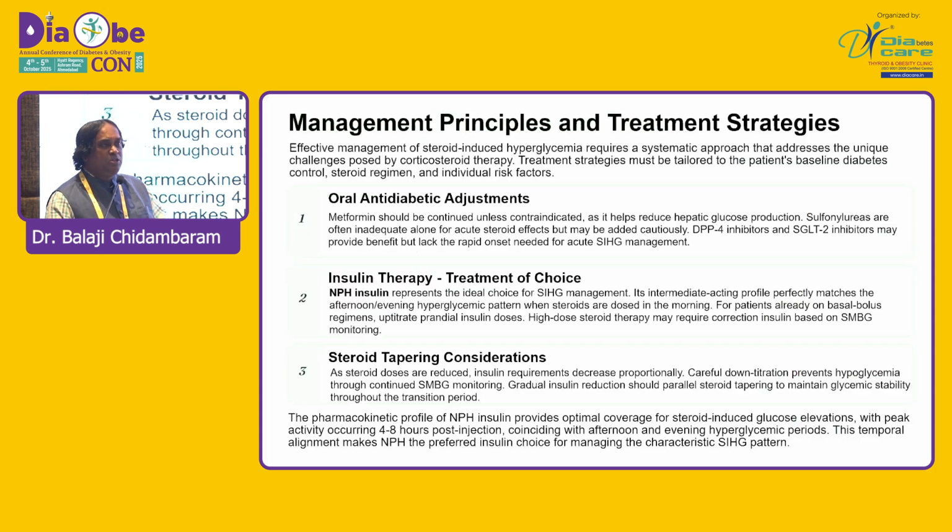What about the management principles for steroid-induced hyperglycemia? First, the OADs. Metformin should be continued unless contraindicated, as it helps to reduce hepatic gluconeogenesis. Sulfonylureas are less suited to acute steroid effects but may be added cautiously. DPP4 inhibitors and SGLT2 inhibitors provide some benefit. The main thing is insulin therapy. NPH insulin represents the ideal choice for steroid-induced hyperglycemia, as its intermediate-acting profile matches the afternoon and evening hyperglycemic pattern.